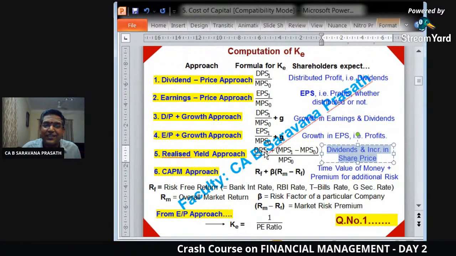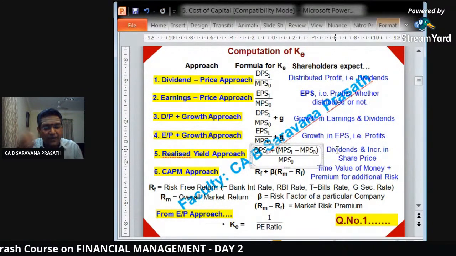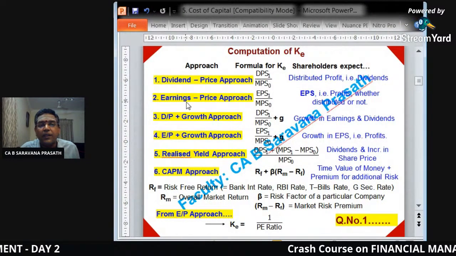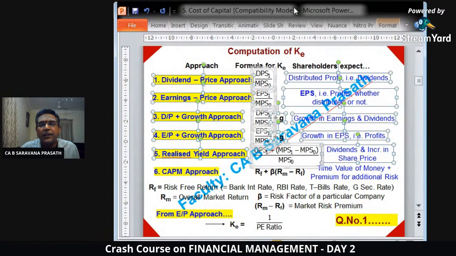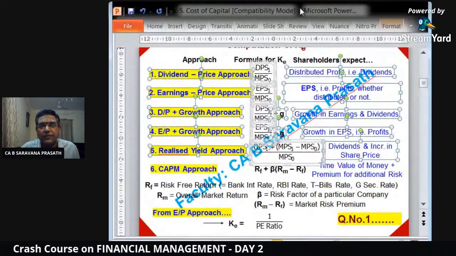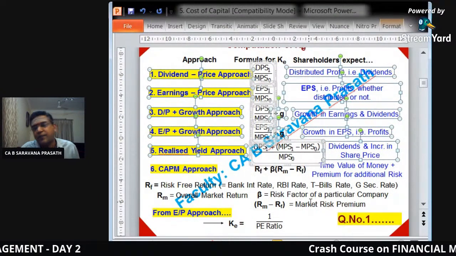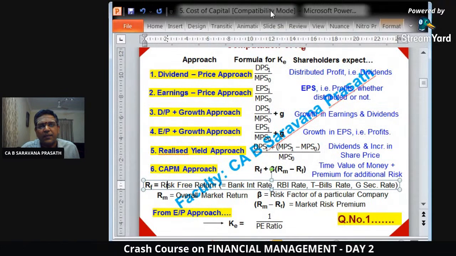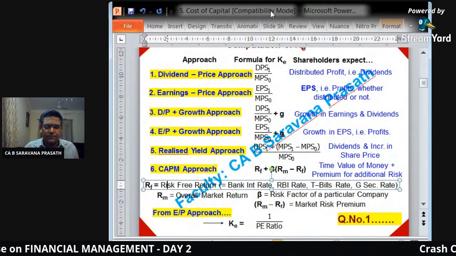So, in this case, dividend of the next year plus increase in the share price divided by today's market price. Please observe that in all the five formulas, first to fifth, the denominator is equivalent to today's market price. The sixth formula, called the capital asset pricing model, is a very logical and easy to understand formula.